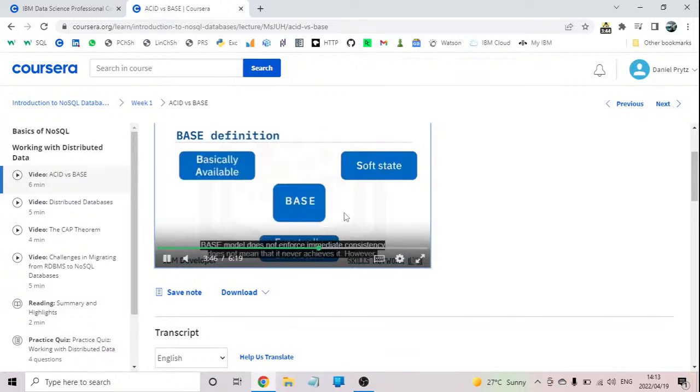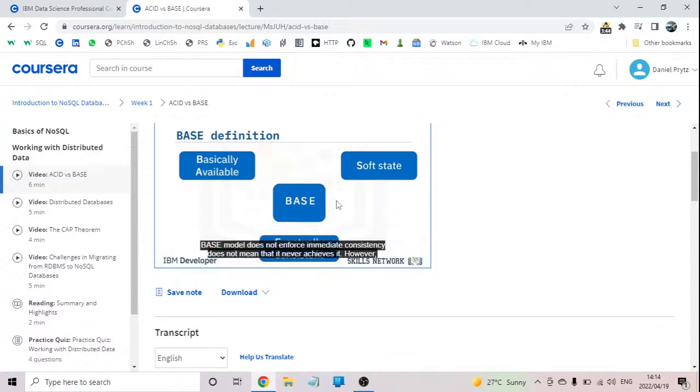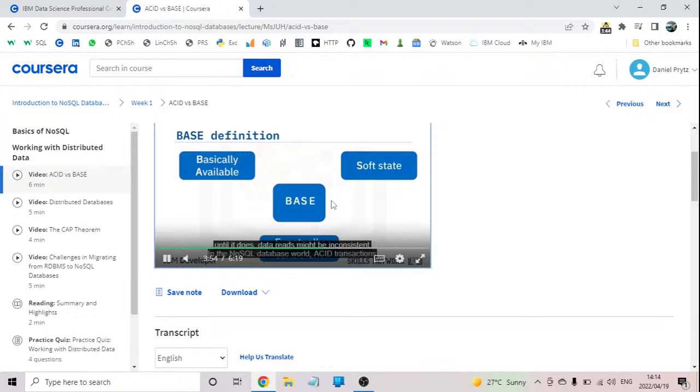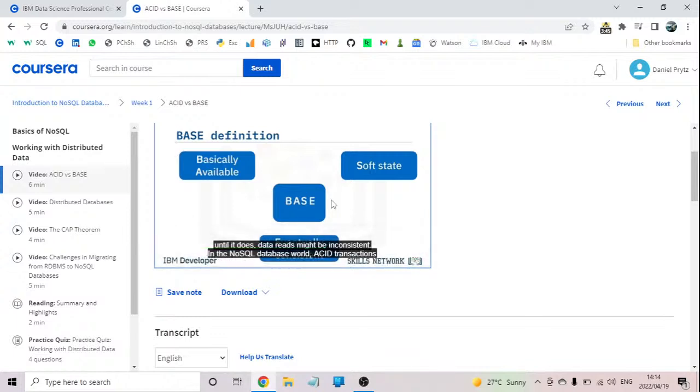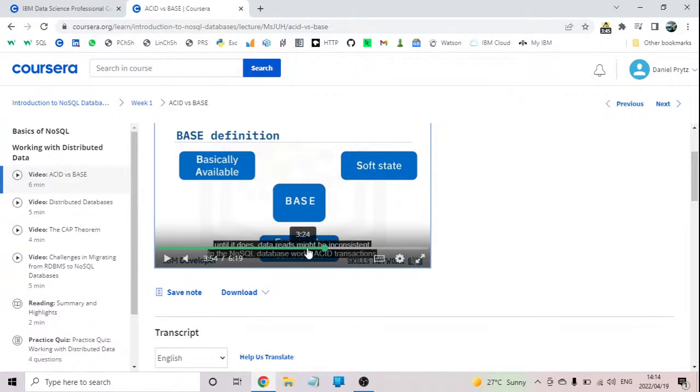Okay, wait. Base models don't enforce immediate consistency. Doesn't mean it ever achieves it. However, until it does, data reads might be inconsistent. Okay, so data reads might, wait. Let's go back.